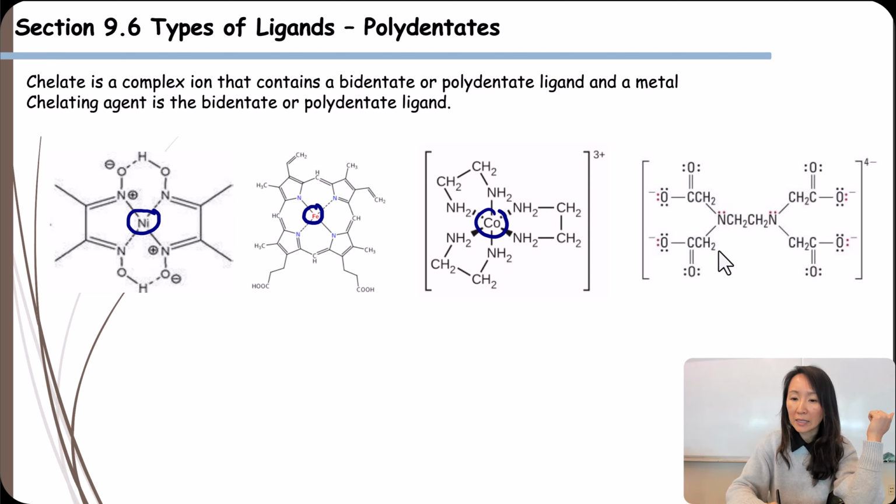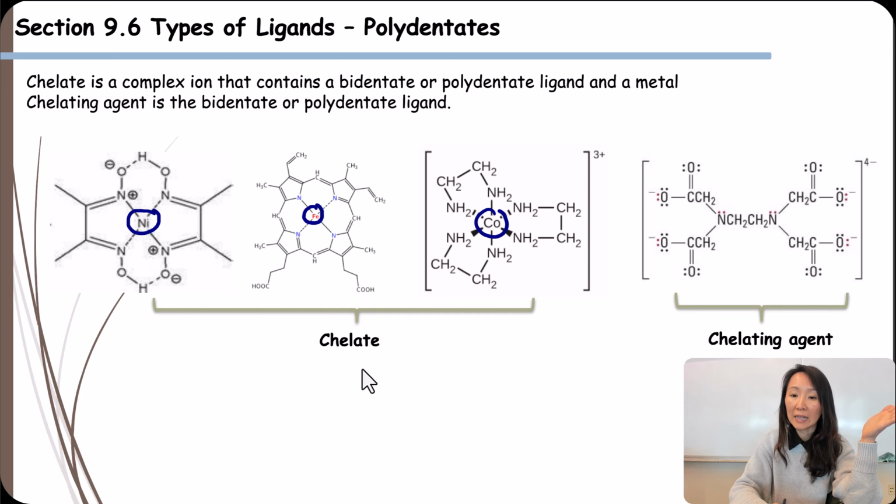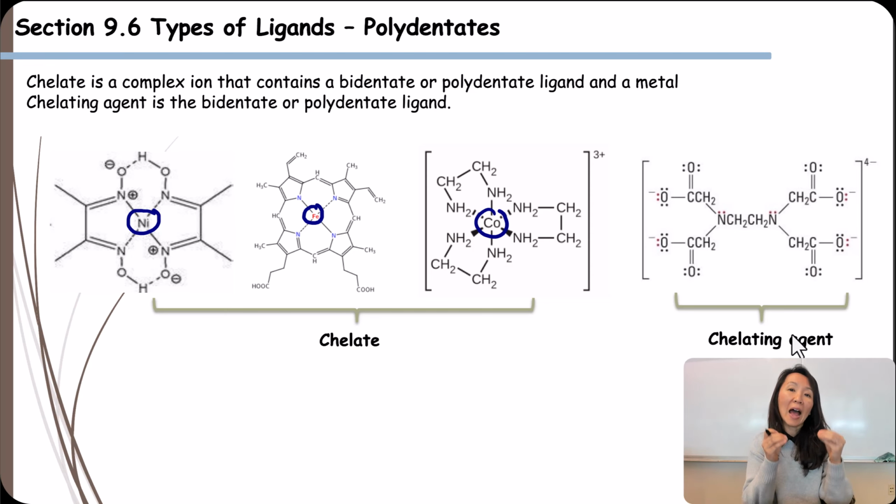And on the right side, you don't see any transition metal. In fact, the right side is just a polydentate that hasn't been attached. The ones that are attached to the transition metal are considered to be a chelate. The one that is not attached but has the potential to attach would be considered a chelating agent. So the chelating agent has the ability to bind to a metal. For example, this one chelating agent is EDTA.